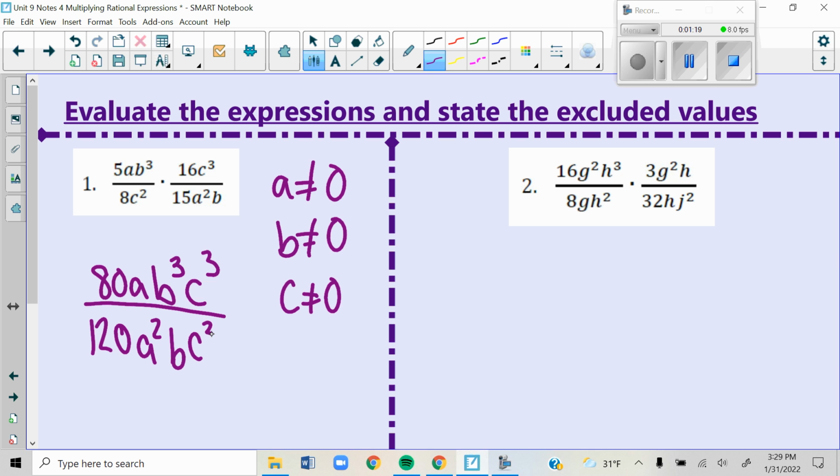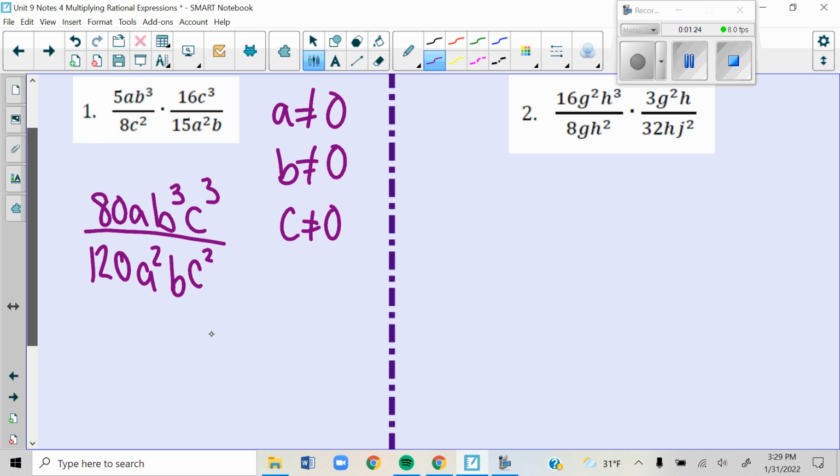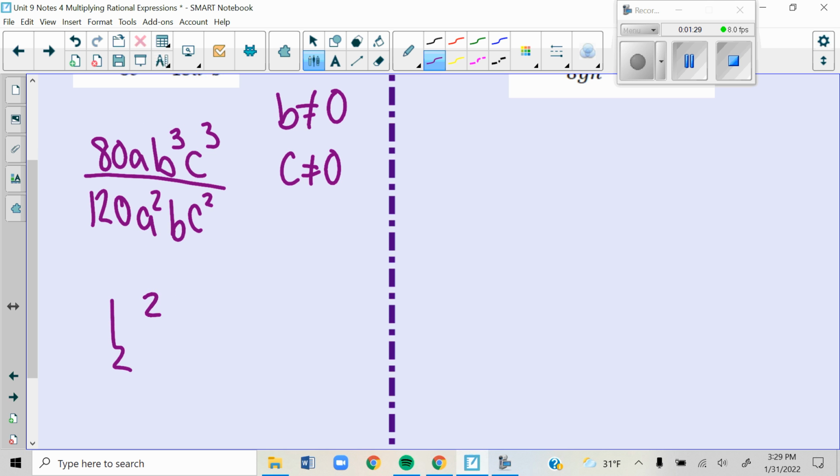Then we are looking for simplifying this rational expression. 80 over 120. If you go ahead and reduce that, we get 2 over 3. Then we look at our A's. Which one has more, the top or the bottom? In this case, the bottom does, and how many more are on the bottom? One of them. Then we look at our B's. We have B cubed on top, B on bottom. Which has more? Well, the numerator has more by 2. And then we have C to the third on top and C squared on bottom. Which one has more? Well, the numerator does by 1.